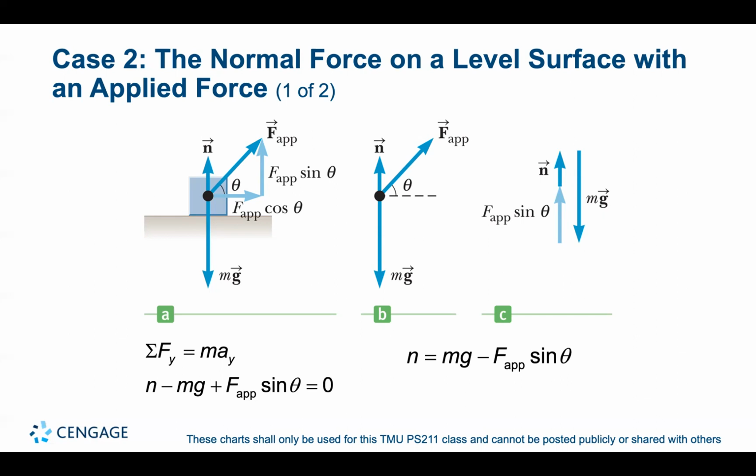Notice that if the angle is positive, then the Y component of the applied force supports some of the weight, reducing the normal force. This is clear when we separate out the Y components, as in the figure on the far right. The sum of the normal force and the Y component of the applied force is equal to the magnitude of the weight. So here we're just showing the Y components.